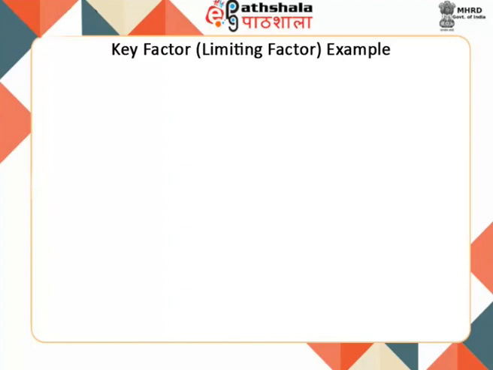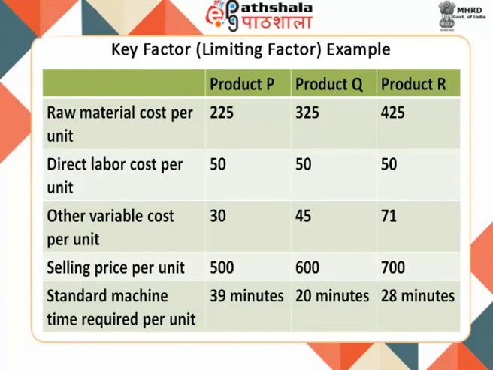Let us consider an example for the same. Suppose a company manufactures and sells three products, P, Q, and R. All the three products are made from the same set of machines. Production is limited by machine capacity. The raw material cost per unit, direct labor cost per unit, other variable costs per unit, selling price per unit, and standard machine time required per unit has been given as shown here in the table. During the year, the company faces an extreme shortage of raw material. It is noted that 3 kg, 4 kg, and 5 kg of raw materials are required to produce 1 unit of P, Q, and R respectively. Let us find out how the product priorities change considering the key factor.